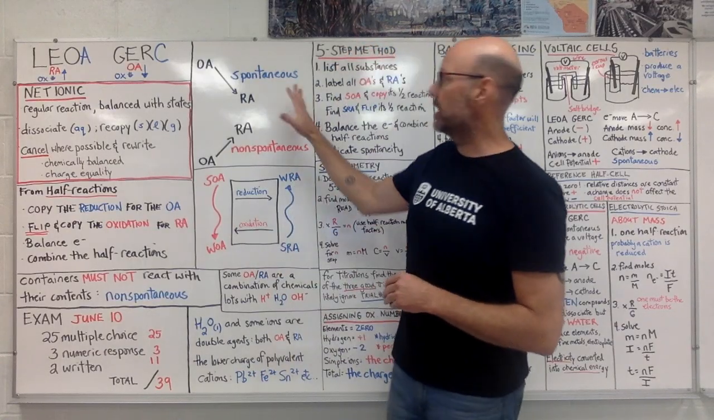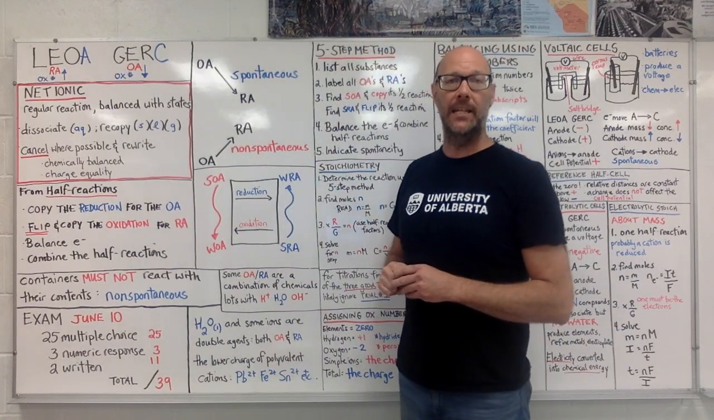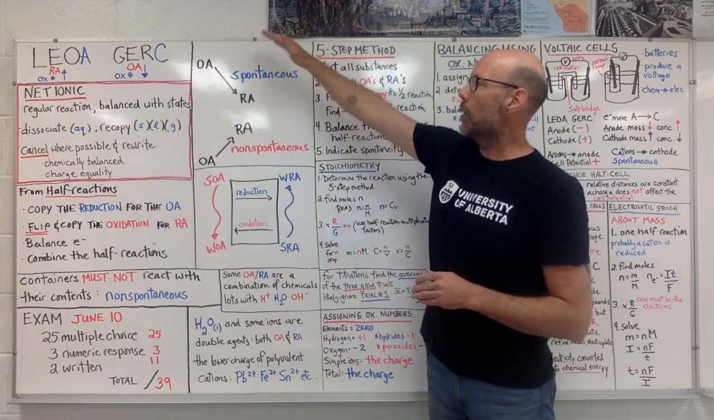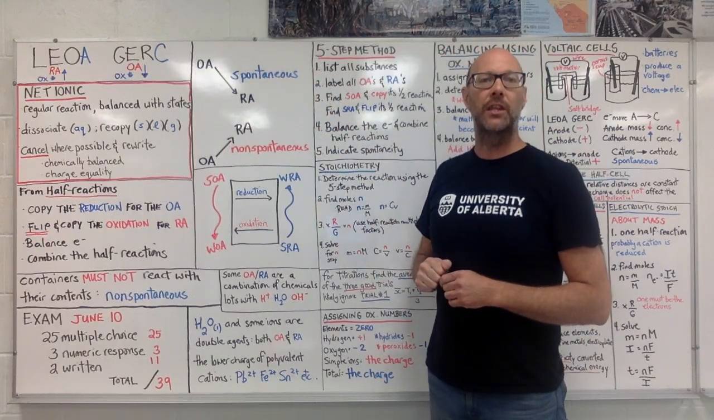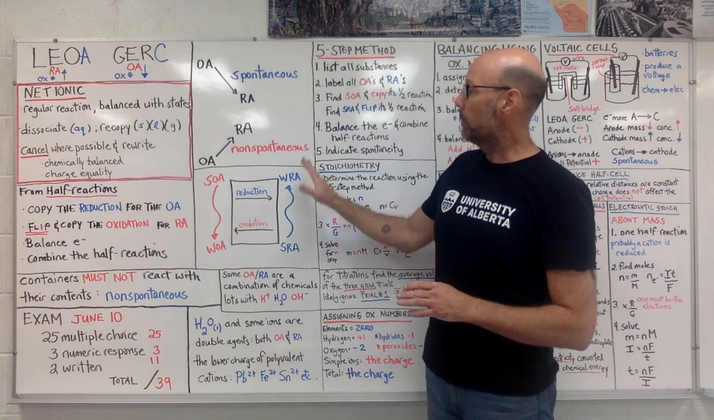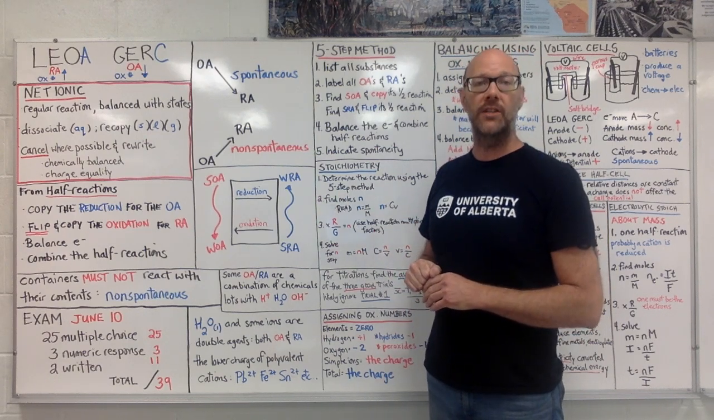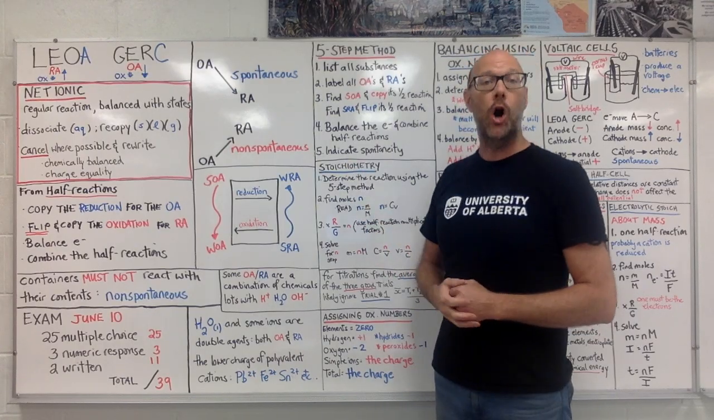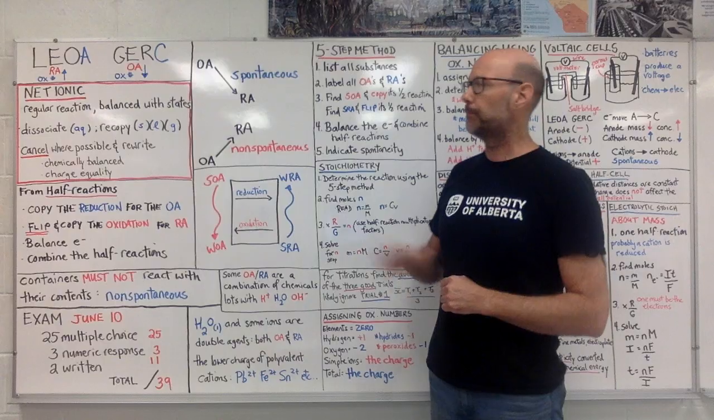Building off of that was the idea of spontaneity. When we use the table in the data booklet, if the oxidizing agent is higher than the reducing agent, it's going to give us a spontaneous reaction. But if it's the other way around, if the oxidizing agent is lower down on the table than the reducing agent, we're going to have a non-spontaneous reaction.